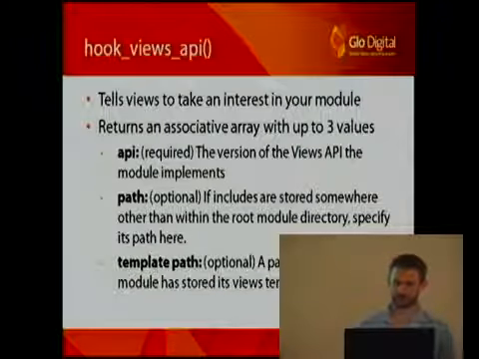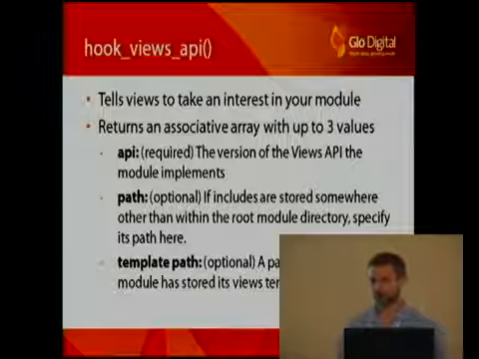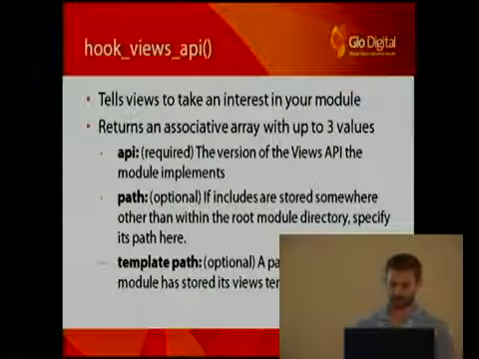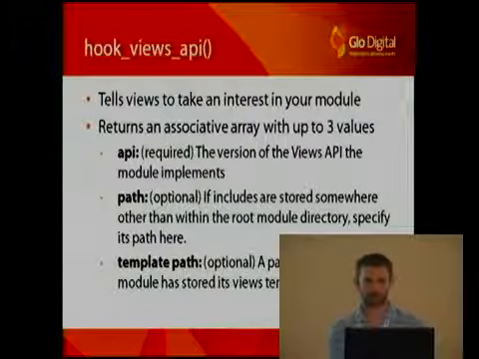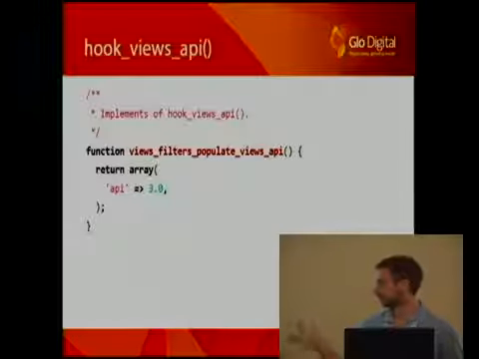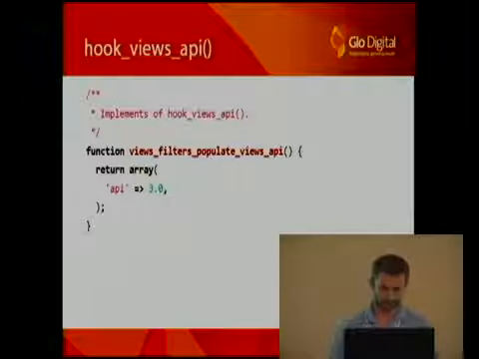And then you can also tell it the path where all your files and your template files are. But in our case, our module's going to be really small, so I'm just going to leave it with returning the API version number. So they're really simple, return API 3.